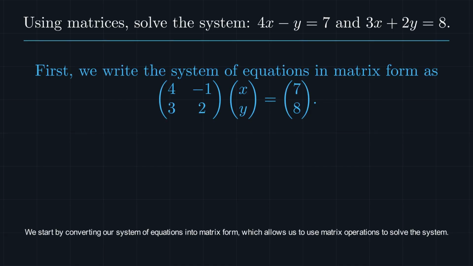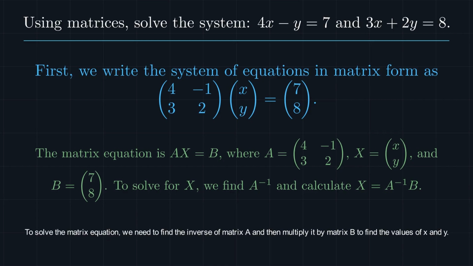We start by converting our system of equations into matrix form, which allows us to use matrix operations to solve the system. To solve the matrix equation, we need to find the inverse of matrix A and then multiply it by matrix B to find the values of x and y.